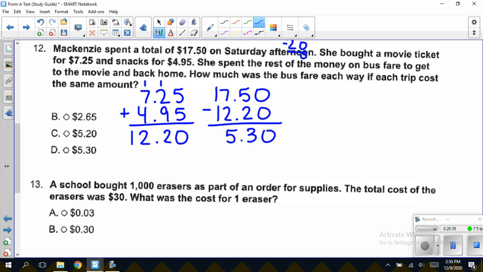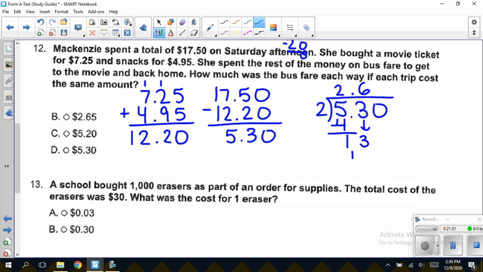So I need to take that and divide it by 2 because she rode the bus twice, once to get to the movie theater and once to get home. So now, making sure I bring my decimal straight up, I can now divide. 2 goes into 5 2 times. 2 times 2 is 4. Subtract 5 minus 4 is 1. Bring down the 3. 2 goes into 3 6 times.